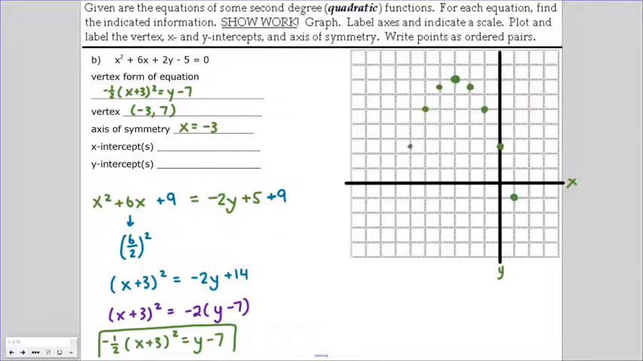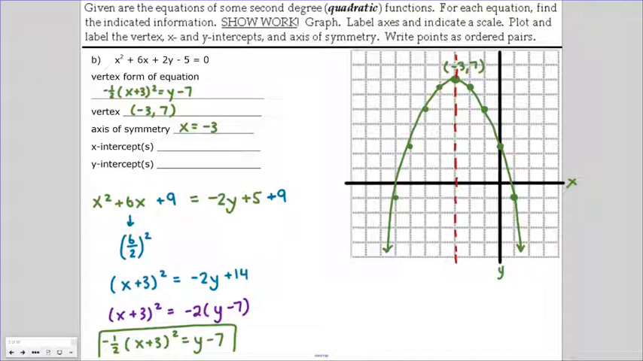Now remember, you only need 5 points to graph a parabola and get a good indication of what the shape of the parabola is going to look like. I did a little bit more. There you go, we've got our downward facing parabola. We've got our vertex here, that was -3, 7. If I wanted to sketch in the axis of symmetry, it'd be this dotted line here, right through the middle of our parabola. I forgot to do that on the last example.